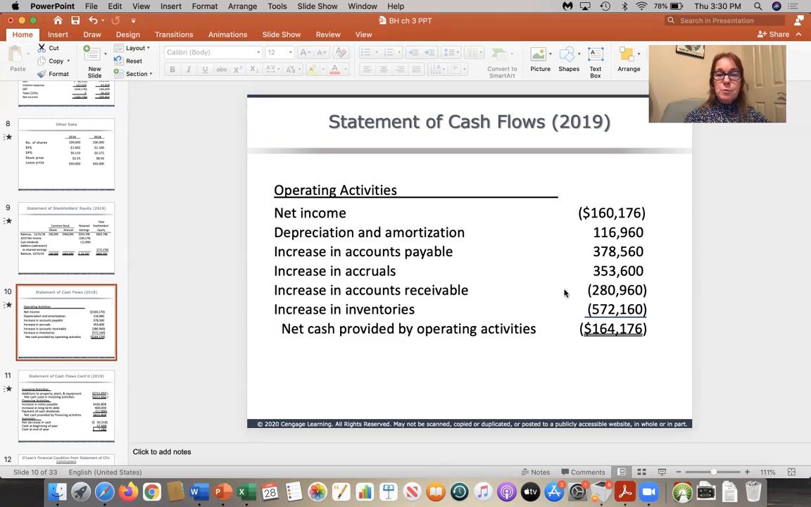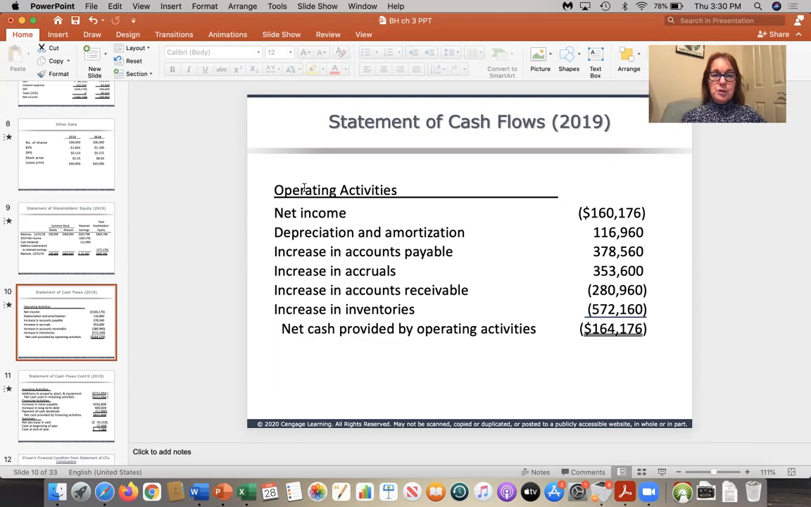So accounts receivable increased, that's an asset, it's negative, it's an outflow. Inventories increased, that's an asset, that's a negative, it's an outflow. Our accruals increased, you go back to the current liabilities on the balance sheet, that's an inflow. Our accounts payable increased, current liability, that is an inflow. And then we add the depreciation.